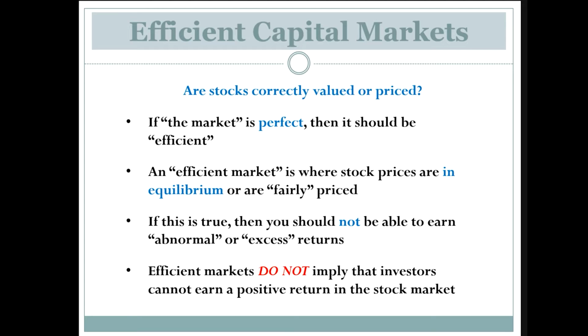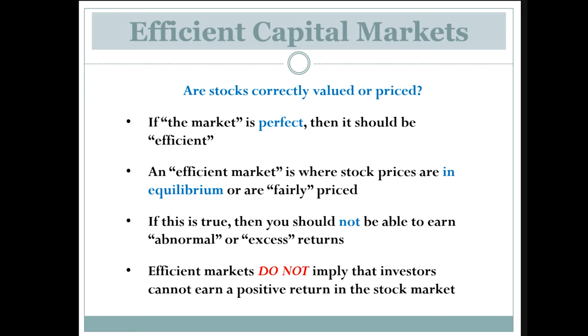In an efficient market, a market that has high efficiency, stocks or assets are fairly priced, meaning they reflect the true value. And if this is true, then we shouldn't be able to earn any abnormal return. And all that means is more than the average return. We shouldn't be able to capture any true excess returns because the stocks are reflecting their correct prices.